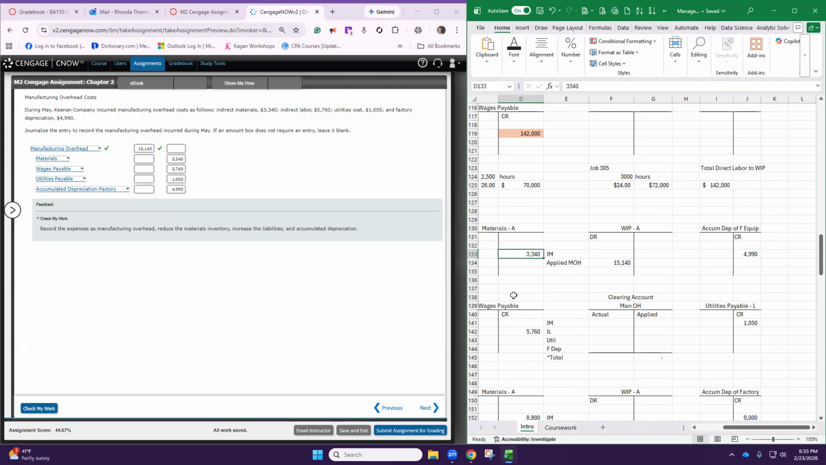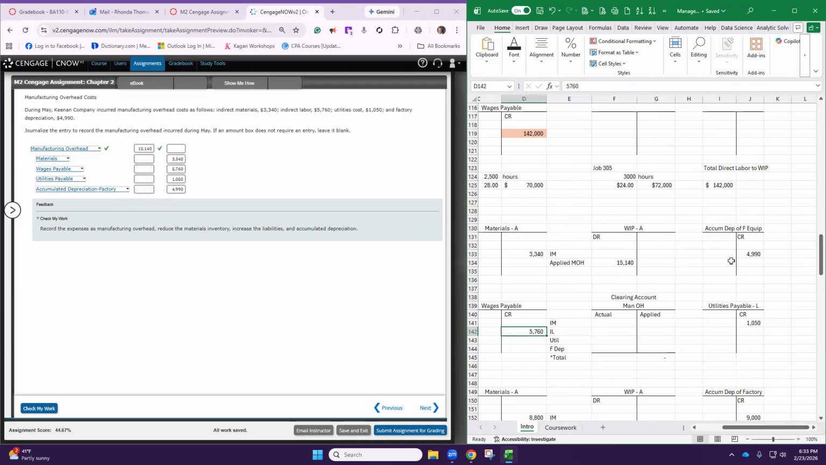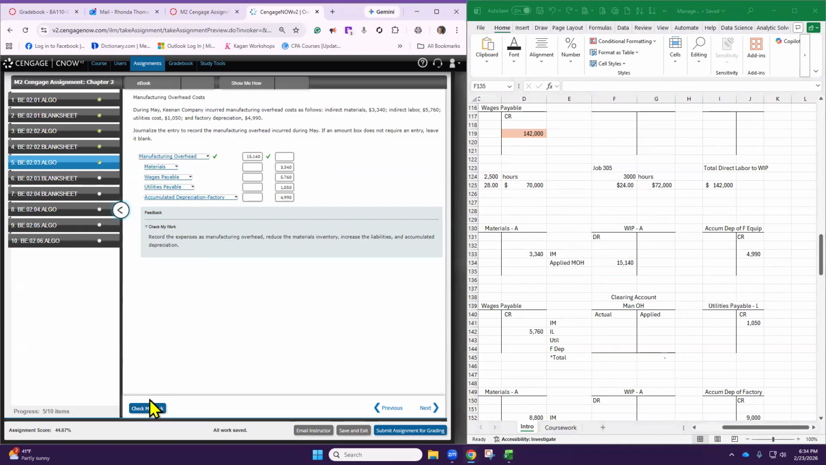Okay, so we're going to credit these. So this is crediting materials for direct materials, indirect materials, right? IM is indirect materials for 3,340. This gets credited for the indirect labor. Okay, then we have a credit going in for accumulated depreciation of 49.90 and a utilities payable of 1,050. And all of those get added together to go into work in process. And we don't even know how much is going to go to each job, okay? But we just want to know this entry here. Okay, let's check it, make sure we're right.